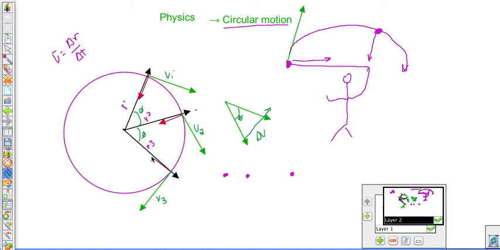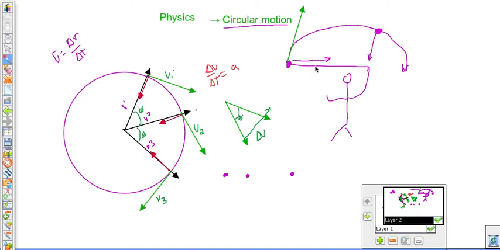Those are changes in velocity, right? And what do you notice about all the changes in velocity? Well, we know that change in velocity over change in time equals acceleration, right? So you notice that all of my acceleration vectors are toward the center.